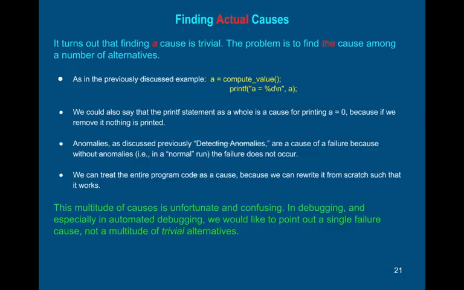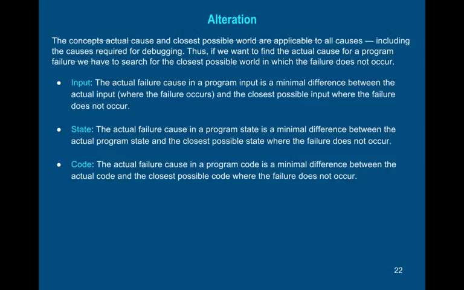We can treat the entire program code as a cause because we can rewrite it from scratch such that it works. So this multitude of causes is unfortunate and confusing. We just have a bunch of trivial causes that have nothing to do with the actual problem. So in debugging, and especially in automated debugging, we would like to point out a single failure cause, not a multitude of trivial alternatives.